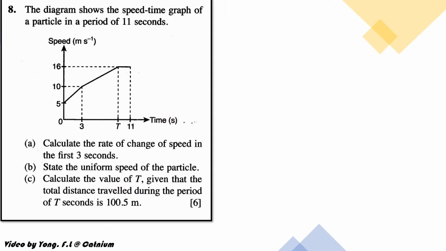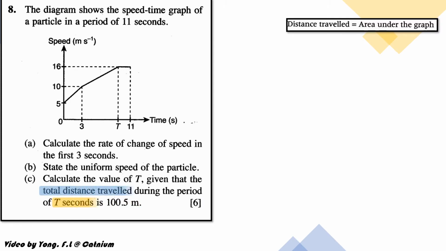Okay, now for C. Before we continue, we'll read the question first. The question is to calculate the value of t, given that the total distance traveled during the period of t seconds is 100.5. So maksudnya dia mau cari nilai t diberi jumlah jarak yang dilalui dalam tempoh t saat ialah 100.5 meter. So we must remember, what does total distance travelled equal to? Total distance travelled is always equal to the area under the graph. So now it's from 0 to t.